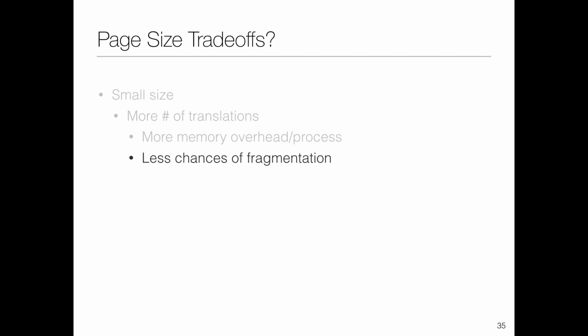Can anyone explain why fragmentation is less probable when you have a small size? Yes. You might not need all of the space. Better stacking. You can place memory better. So let's take an example.